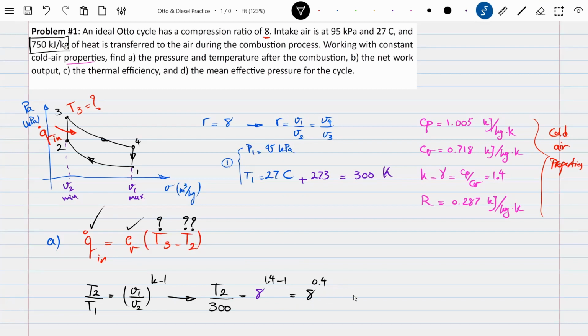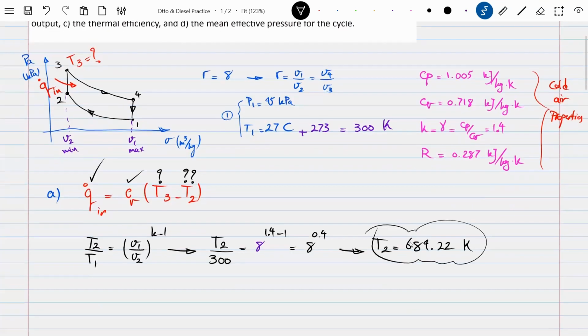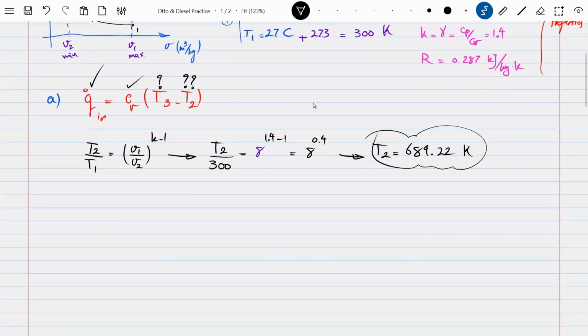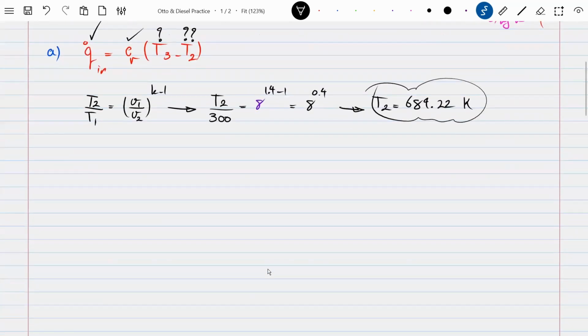Now, if you use a calculator, plug in the numbers here, you get that T2 is 689.22 Kelvin. So, as easy as that, I was able to calculate T2. Now that T2 is found, I can plug it here and find the missing T3. So let's do it.